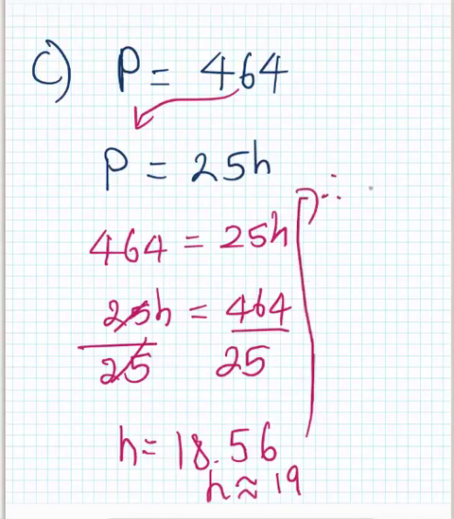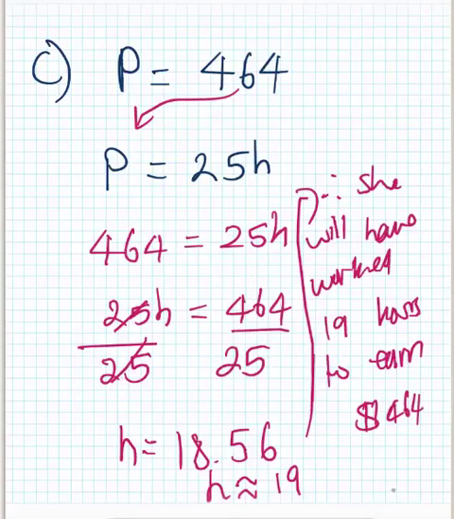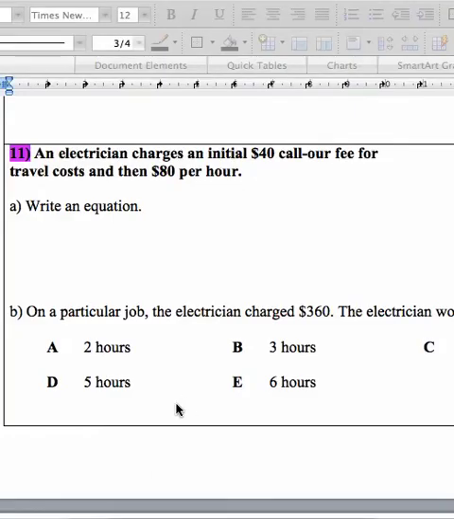Therefore, she will have worked 19 hours to earn $464. And that's it. Now, 11, same sort of thing, but there's one extra thing you have to think about.